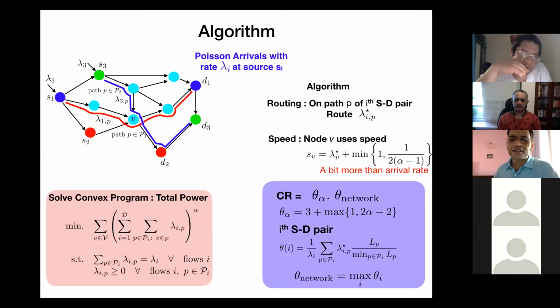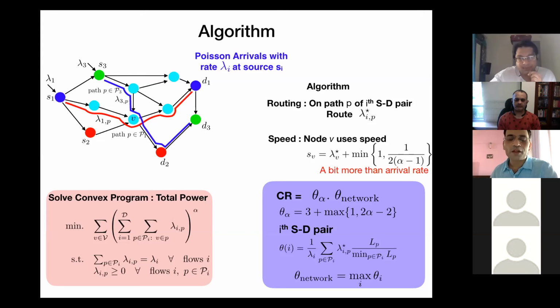That's not that straightforward, I agree. What theta of i is capturing is the ratio of the longest path versus the shortest path. It's immaterial what lambda star is, and that is what is very interesting. The summation of lambda star i, p is always equal to lambda i. So as long as you can bound the maximum versus the minimum length of paths for any particular source-destination pair, you're okay. And if it's not bounded, then lambda star i, p is anyway very small. So either way, you're going to be safe. Yeah, you're right. I see that.